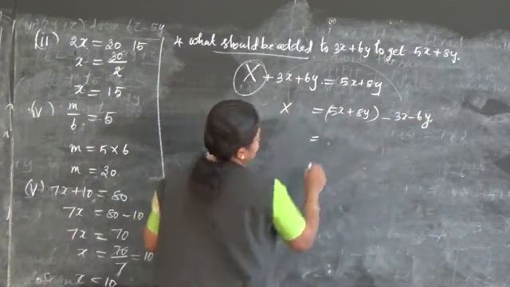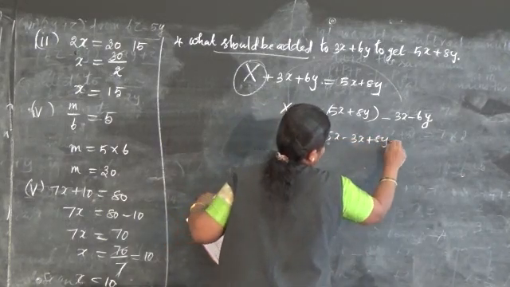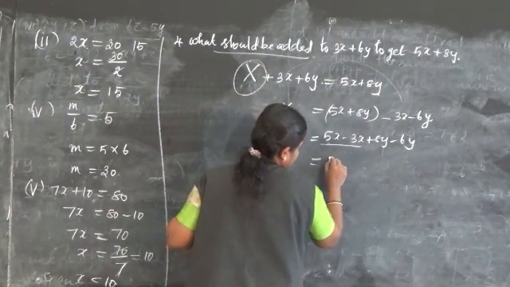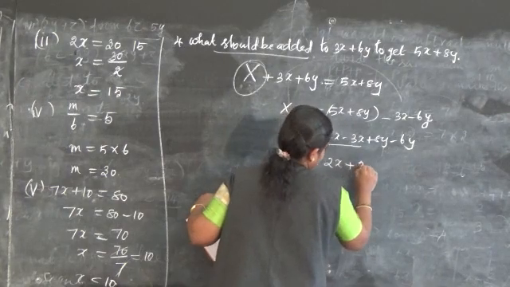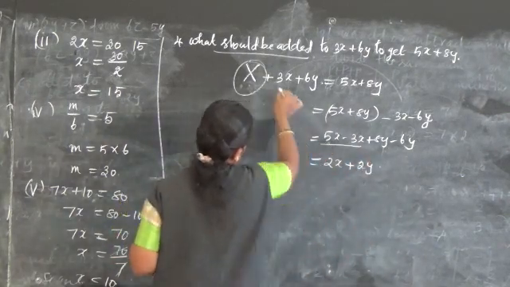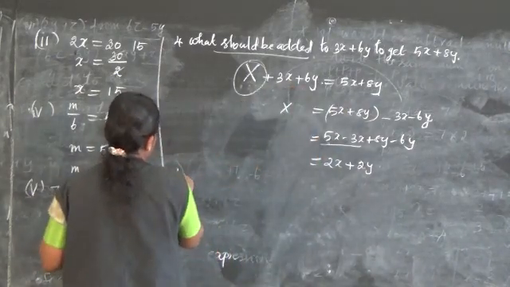Now I group the like terms, 5x minus 3x plus 8y minus 6y. If you are subtracting, 5x minus 3x is 2x, and 8y minus 6y is plus 2y. So if you are adding 2x plus 2y to 3x plus 6y, you will get 5x plus 8y.